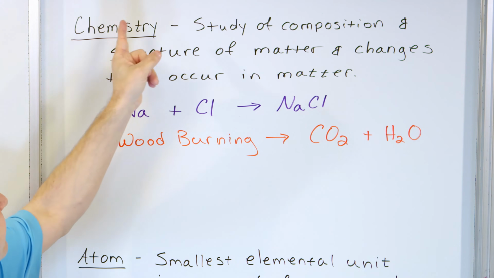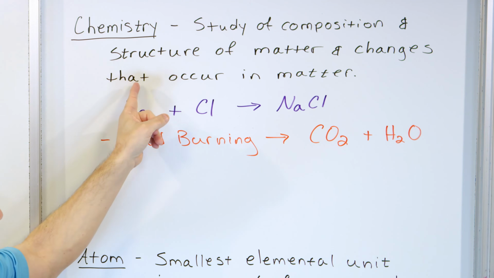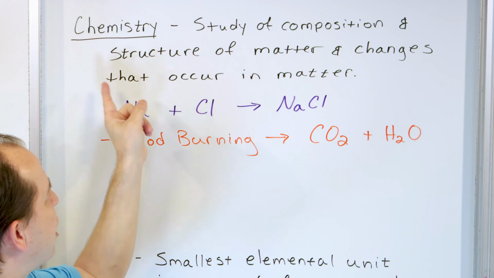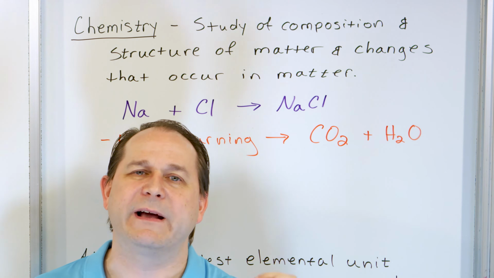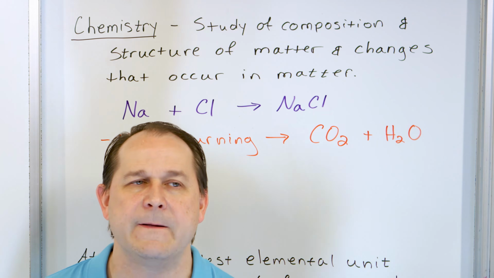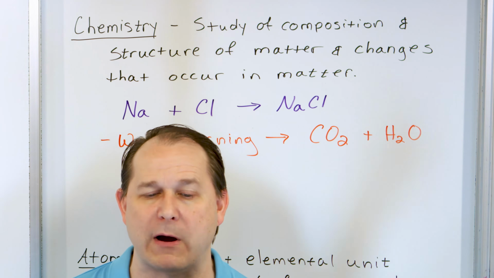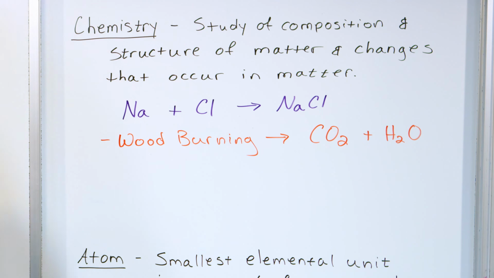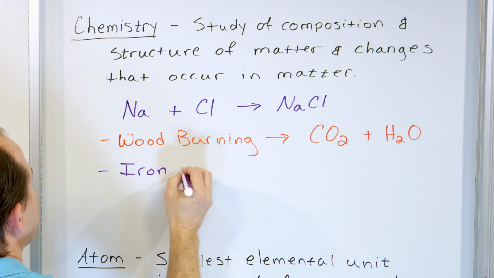So we say chemistry is the study of the composition and structure of matter and changes that occur in matter. The changes that occur are because the atoms rearrange themselves and form new products with different properties than what we started with. All right, another example would be iron rusting.